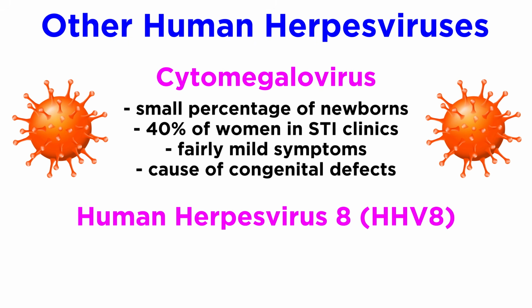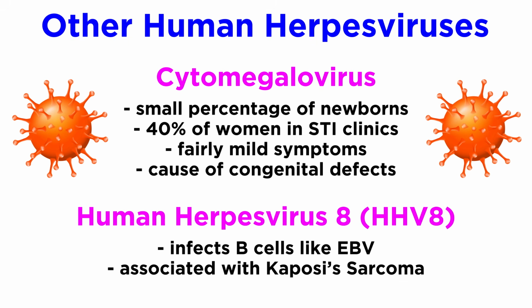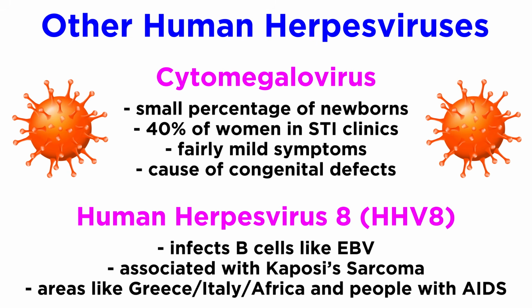Human herpes virus 8, or HHV8, infects B cells in a similar fashion to EBV and is associated with Kaposi's sarcoma. HHV8 is typically limited to certain geographic areas, such as Greece, Italy, and Africa, and is typically limited to patients with AIDS. And with that, we wrap up our survey of human herpes viruses.